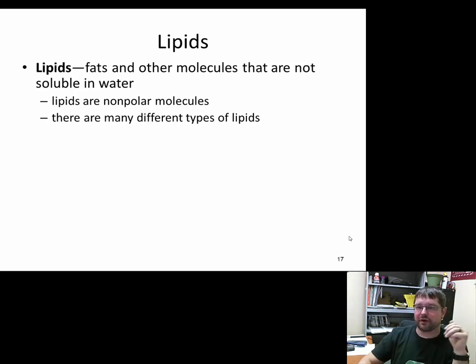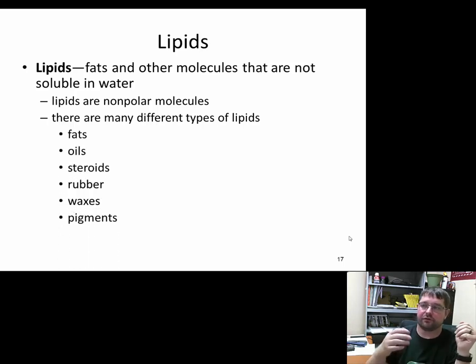And so there are lots of different types of lipids, and this is where a lot of people just think, well, lipids just means fat, or maybe oil, but there's lots of things. Steroids are types of lipids, rubbers, wax, pigments. There's all kinds of things that consist of lipids, or nonpolar molecules that are not dissolvable in water.